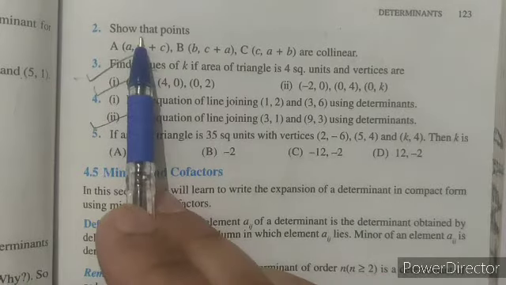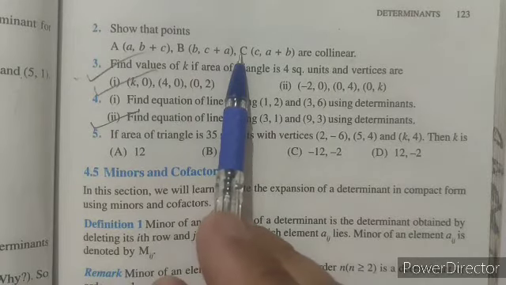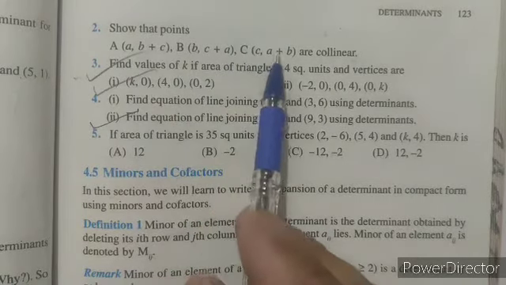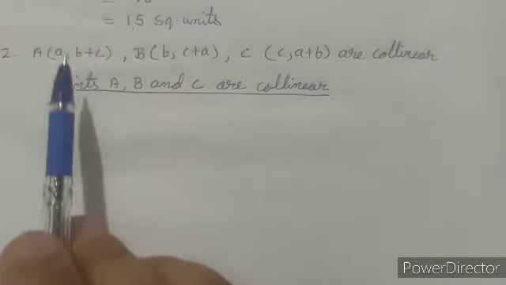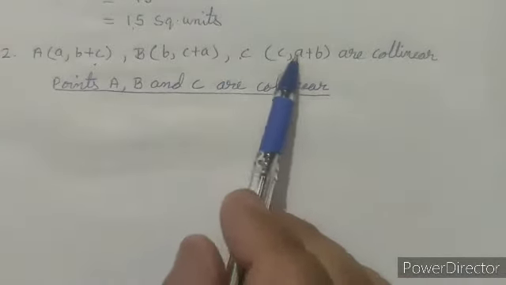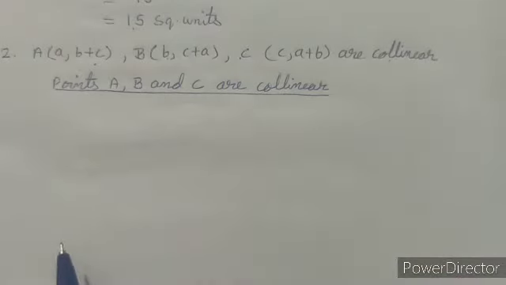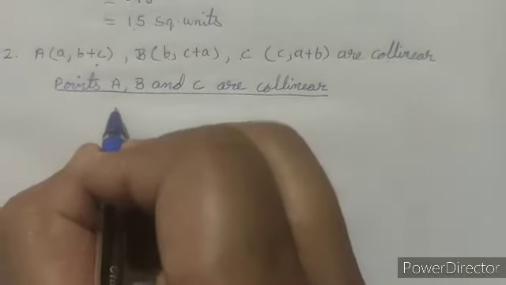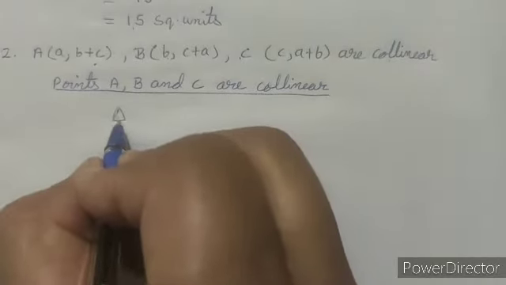In question 2, points A, B and C are given to us and we have to prove that these points are collinear. Now, as we know, the points A, B and C will be collinear only if the area of triangle is equal to 0. That means we have to prove that delta equal to 0. We will find out the value of delta.